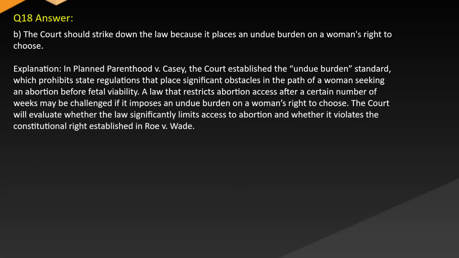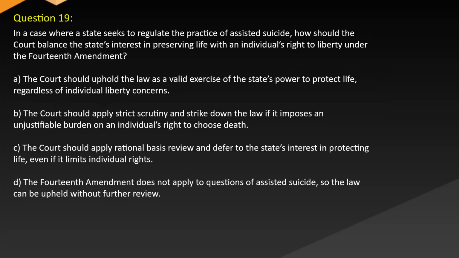Answer: B. The court should strike down the law because it places an undue burden on a woman's right to choose. Explanation: In Planned Parenthood v. Casey, the court established the undue burden standard, which prohibits state regulations that place significant obstacles in the path of women seeking an abortion before fetal viability. A law that restricts abortion access after a certain number of weeks may be challenged if it imposes an undue burden on a woman's right to choose. The court will evaluate whether the law significantly limits access to abortion and whether it violates the constitutional right established in Roe v. Wade.